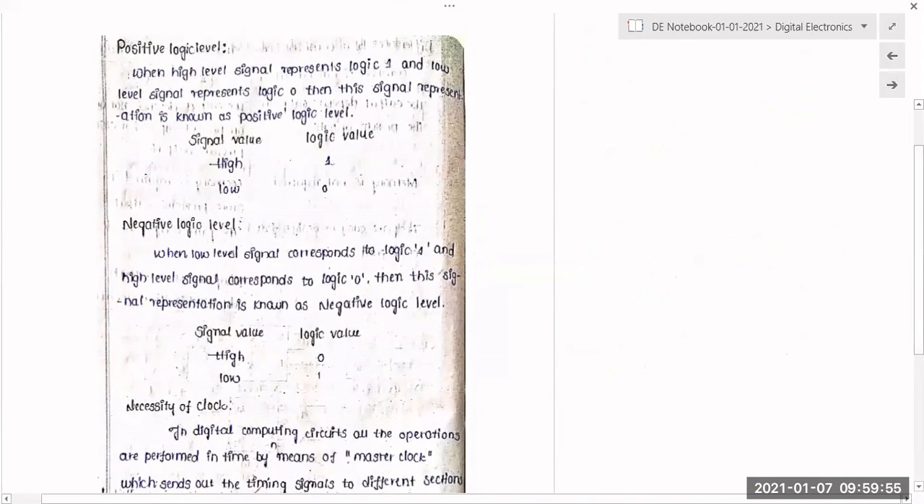So whenever we are discussing positive logic level, when a high level signal represents logic 1 and a low level signal represents logic 0, then it is called a positive logic level. So if the signal value is high, we take it as logic 1, and the low value as logic 0, then that is called positive logic level.